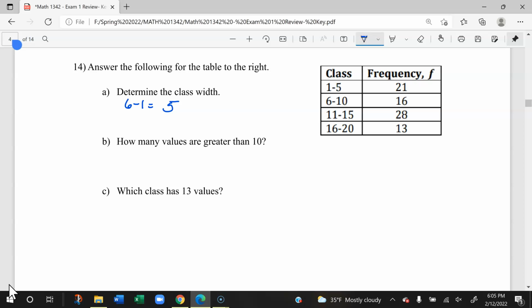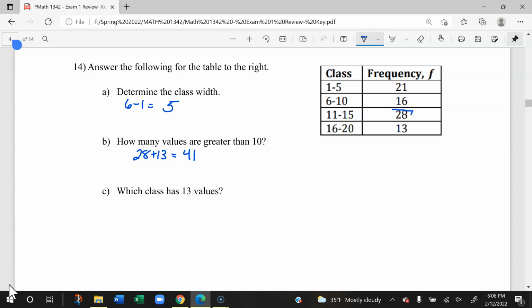How many values are greater than 10? So here's where 10 is, so we want to know how many values are greater than 10. So we're going to take these two frequencies and add them up. So we'll take 28 plus 13, and we're going to get 41.